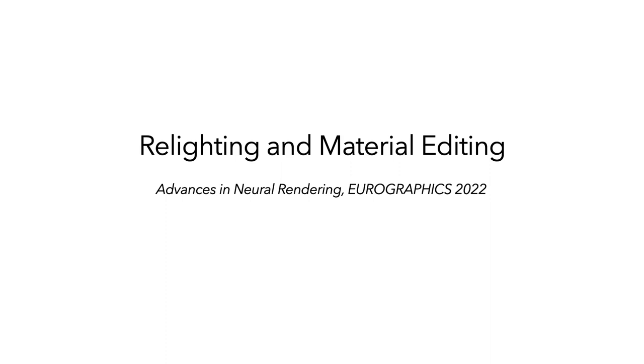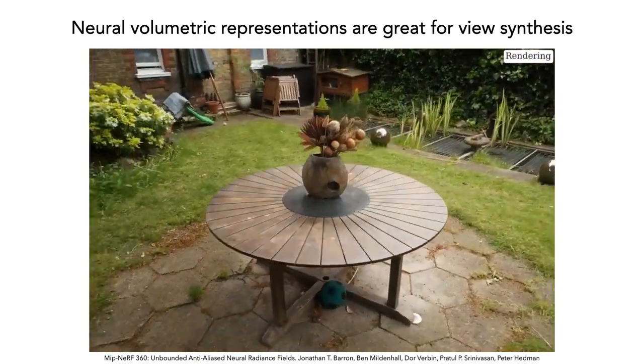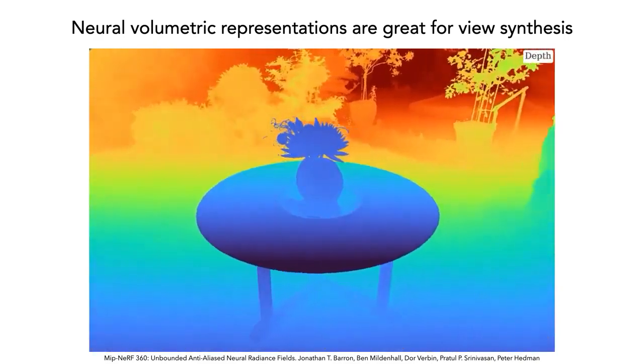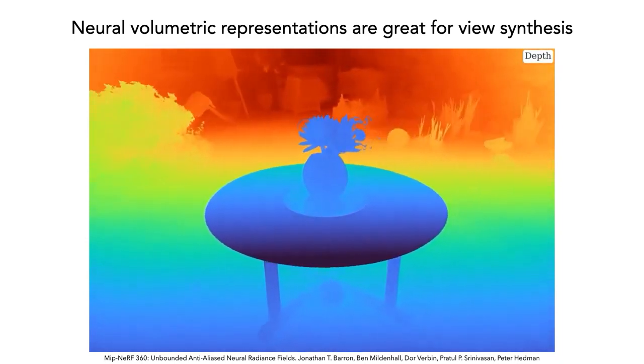Hi, I'm Pratul Srinivasan, and I'll be talking about some relighting and material editing applications. As you've already seen in this tutorial, neural volumetric representations such as NeRF are a very effective technique for representing objects in scenes, like this backyard here, in a manner that's easy to optimize from observed images.